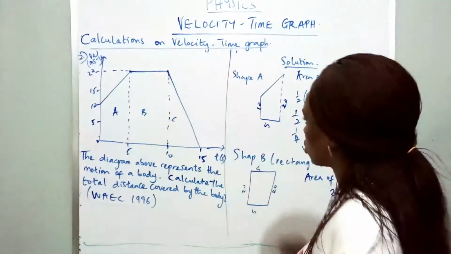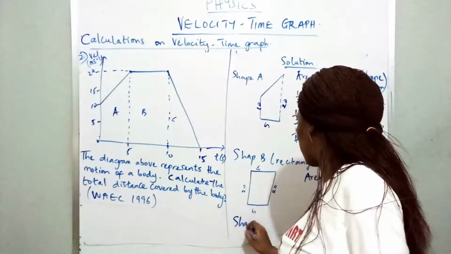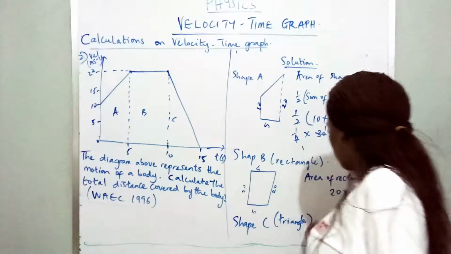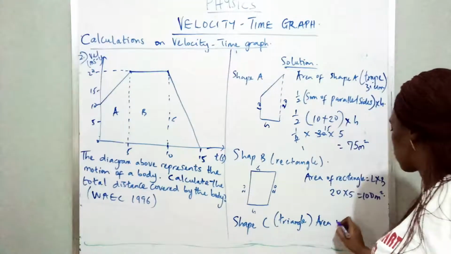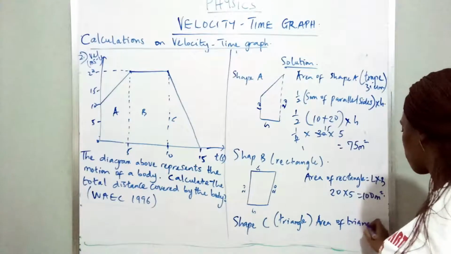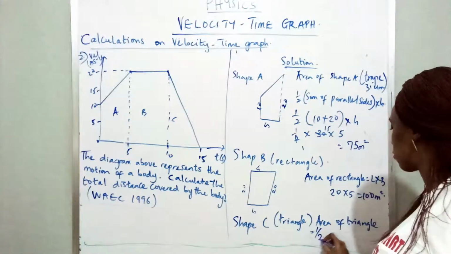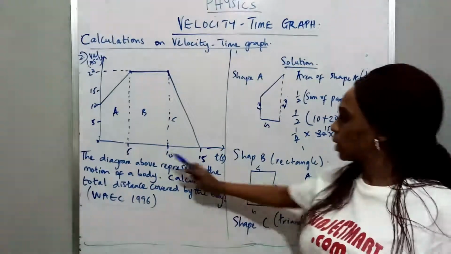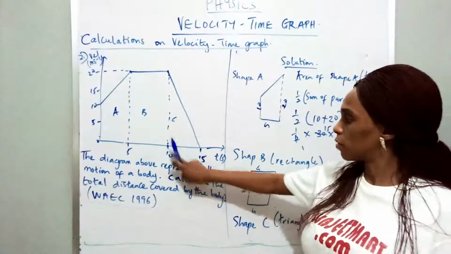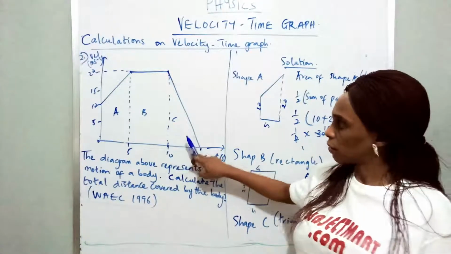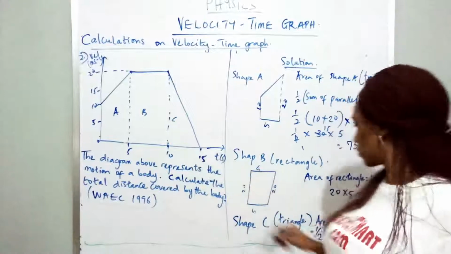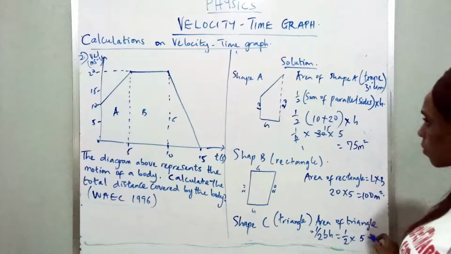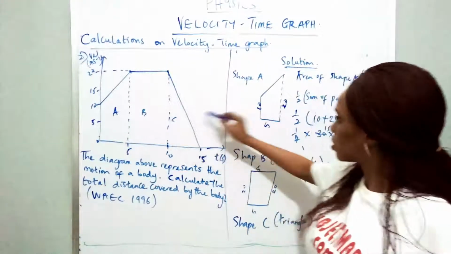Now, for the last part, which is the triangle, shape C is a triangle. Area of a triangle is equal to half base times height. Which equals half times the base from here to here. That's 5. The difference between this and this interval is 5. That's the base. Which is 5. From this distance, this is the triangle.